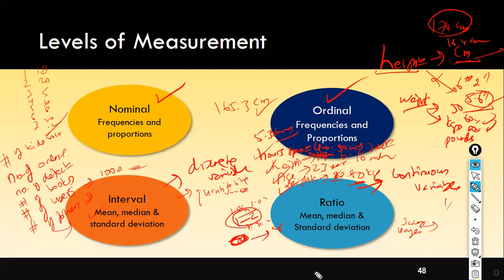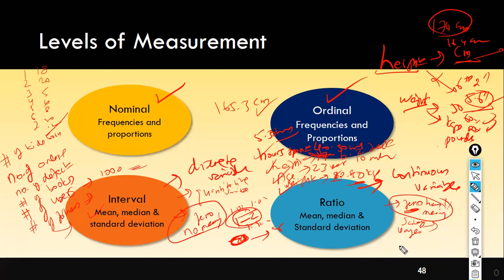Ratio is a type of quantitative variable. It almost has all the properties of the interval variable, but here it has a clear and meaningful zero point. Zero has meaning in the case of ratio. Whereas in the case of interval, zero has no meaning. Can someone tell me what that means?